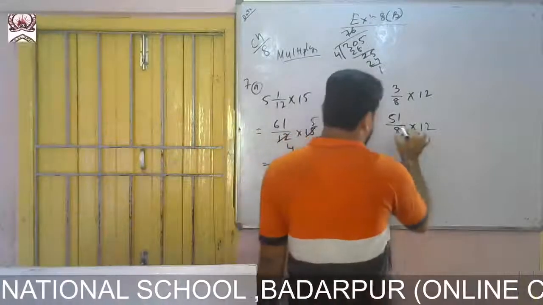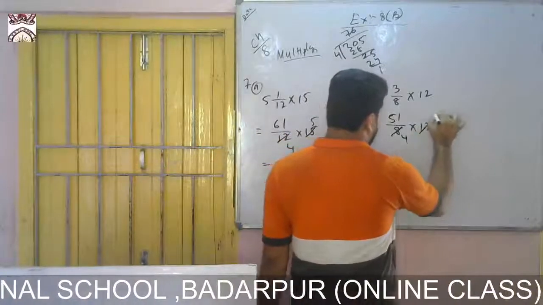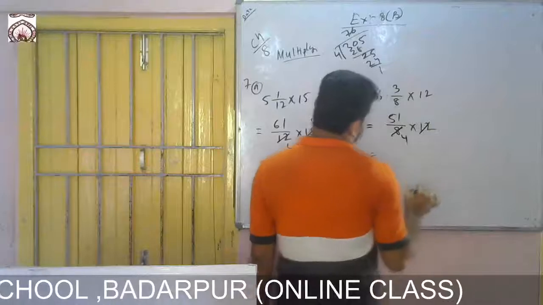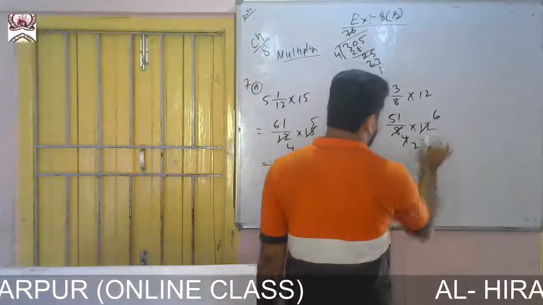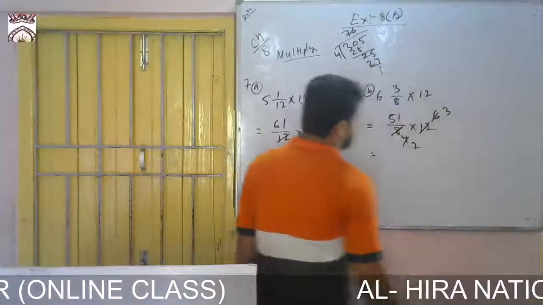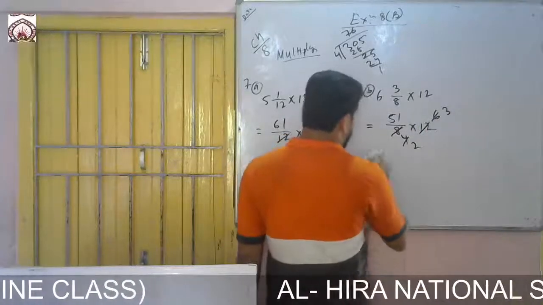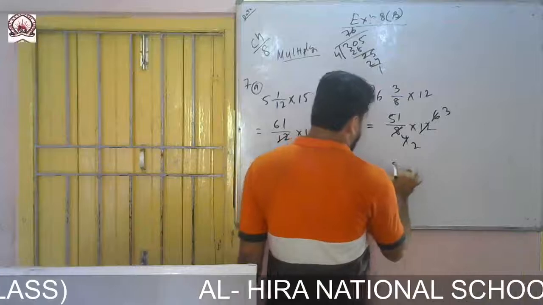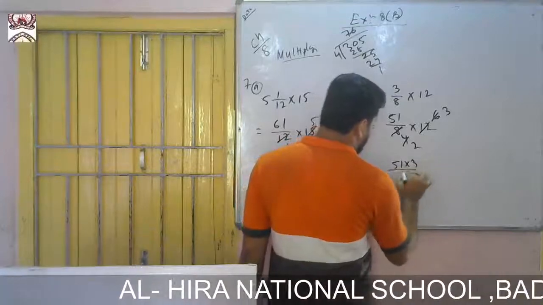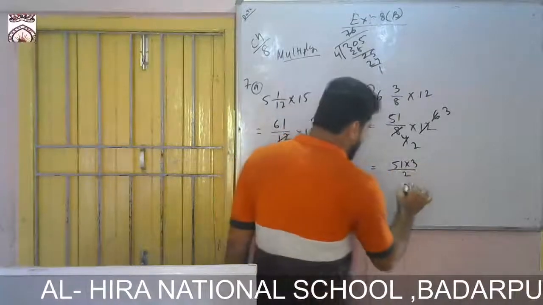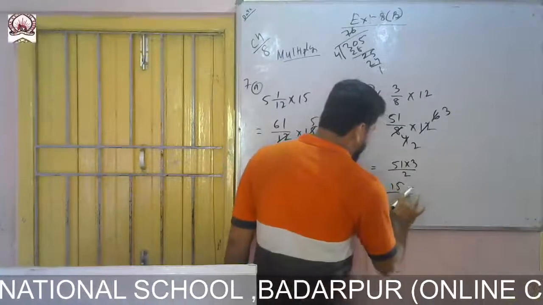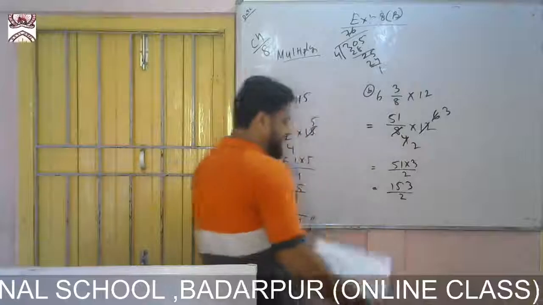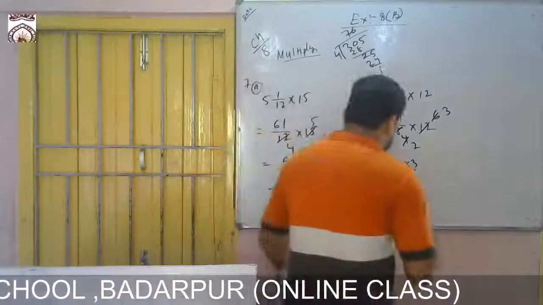Now cancel. I can cancel 4 2 jar 8, 3, 4 2 jar 8, 6 2 jar 12, 2 2 jar 4, 2 3 jar 6. Now I cannot further divide. So 51 into 3 by 2. So 3 1 jar 3, 5 3 jar 15 by 2. 153 by 2. Now divide it.